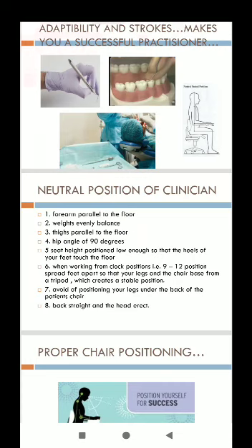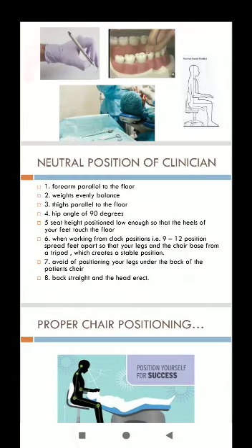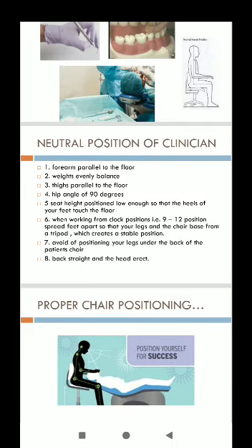There is a proper positioning when you sit on the operator's stool. Thighs are parallel to the floor. Hip angle is at 90 degrees, as you can see in the photo of the neutral positioning of the dentist. Seat height is positioned low enough so that the heels of the feet touch the floor. You should never sit on a dental chair with your legs positioned on the trolley of the operator's tool. It should be placed parallel to the floor.